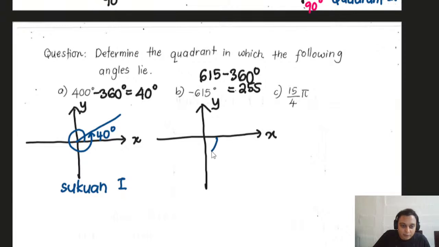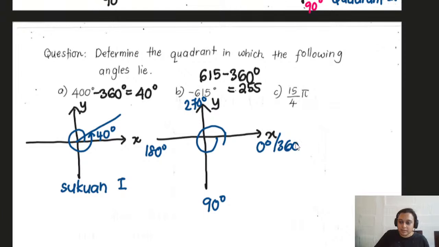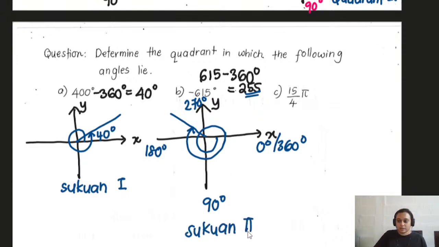Okay, we start go down first. 360. Lepas tu, 200. So 200 means here 0, 90, 180, 270, 360. Jadi kita perlu pergi sampai sini, because we need 255 extra. Ini ialah sukuan kedua. Yes, correct. Second quadrant, Q2.